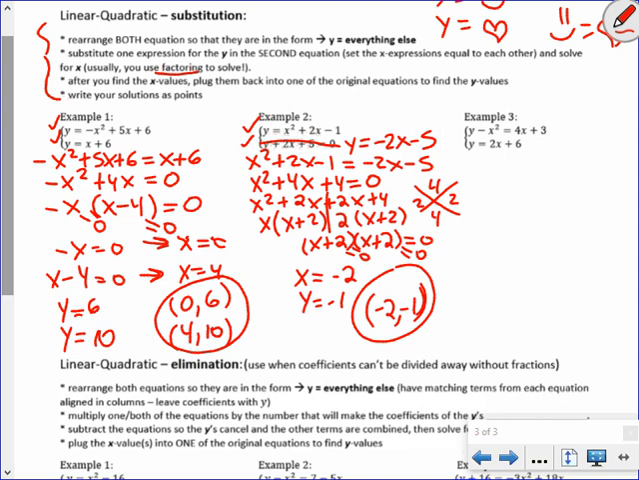Okay? Alright, I'm going to leave you guys to do the last one by yourself. See if you can do the last one. And then we'll move on to the elimination method.